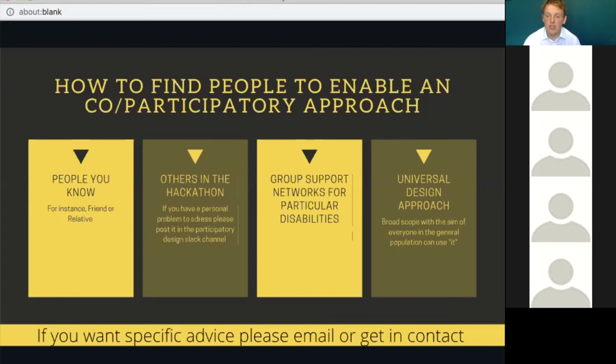You can also reach out to the group support networks for particular disabilities or particular groups of people. They're all over Facebook, and I'm sure they will want you to help them, but just take your time and take care.